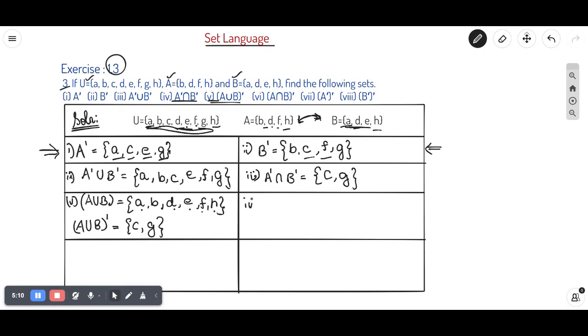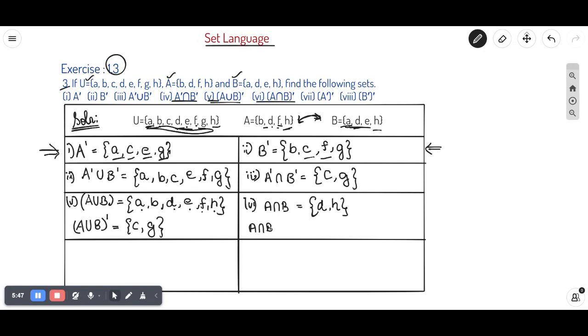Let's move on to the next question, which is our sixth question. So the sixth question is A intersection B, the whole dash. Similarly, let's find our intersection first. So A intersection B is nothing but the common elements of these two sets. So let us first find the common elements in A and B. B is not there, D, yeah, we have D, and then F is not there, we have H in both the sets. So let us write D, H, which is the intersection or common elements in both A and B.